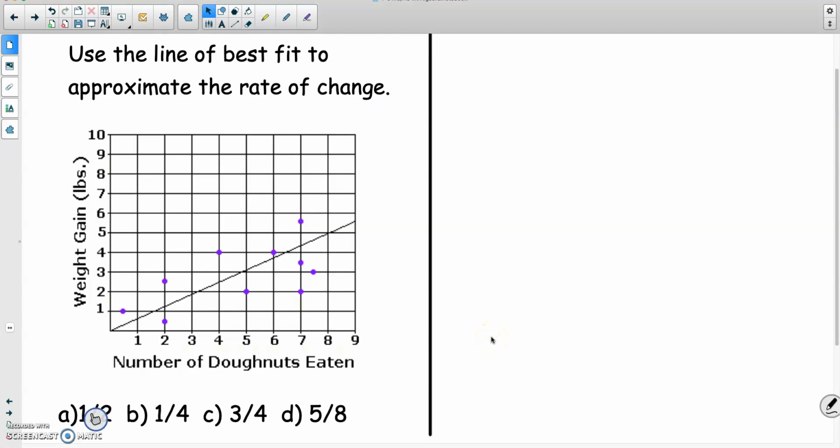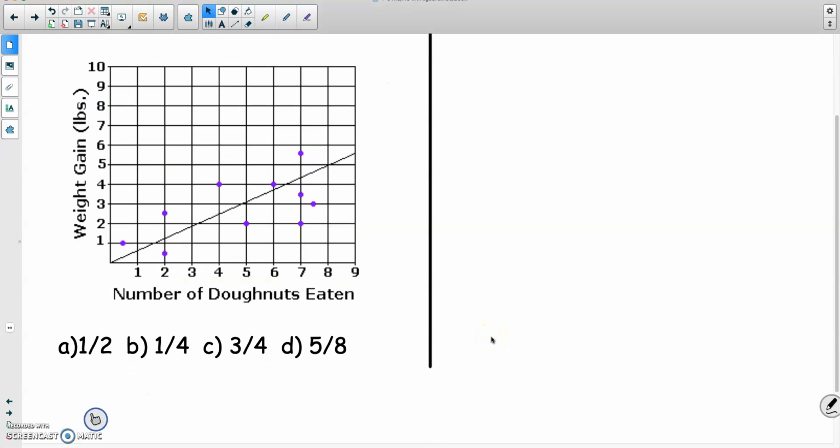Next one should be pretty quick. Rate of change is the slope of the line. So I'm going to pick 2 good points. Looks good right here, looks good right here. Rise 5, run 8, 5 over 8 is D.